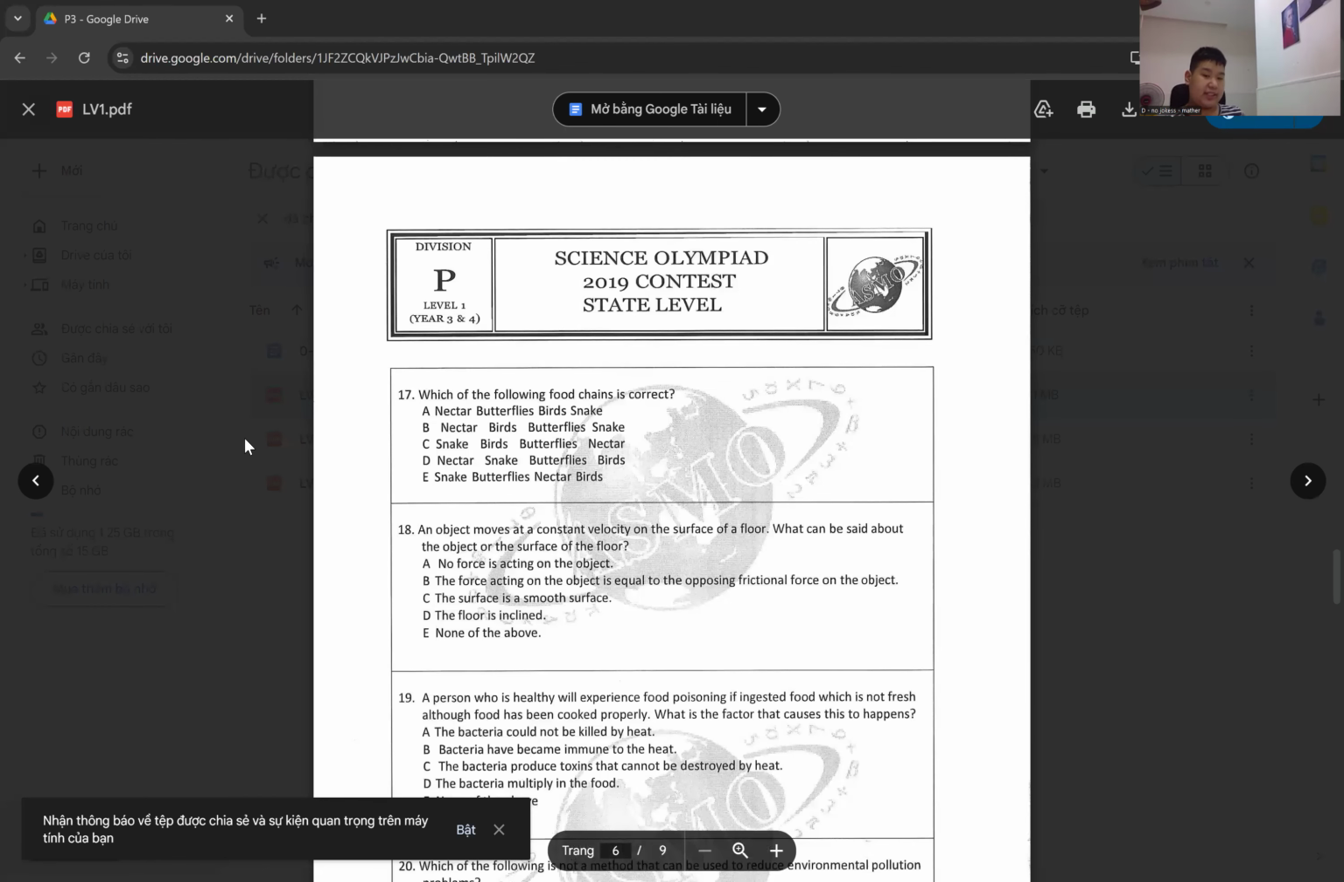An object moves at a constant velocity on the surface of the floor. What can be said about the object on the surface of the floor? How is the object moving at that constant velocity?